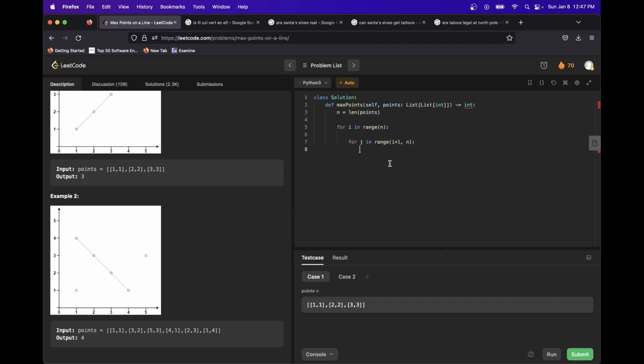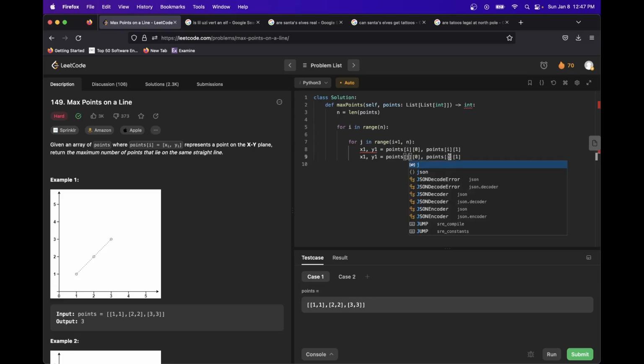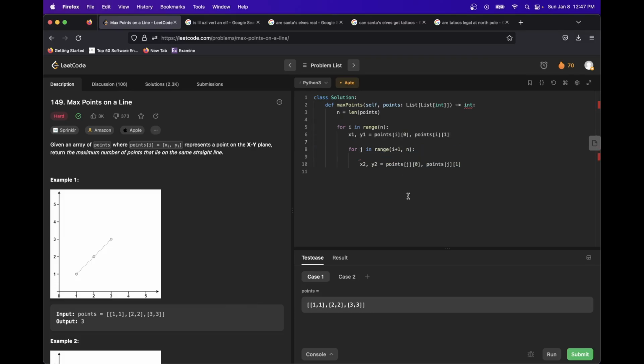And then we're going to have something like x1, y1 equal, is that the order? Yeah, x1 and y1 equal points at i at 0, points at i at 1. And then we're just going to have the exact same thing, but for x2 and y2. So now we have these 2 points, and in fact, we don't need to recalculate this for every iteration of j. We can have this here. And now we can create the slope.